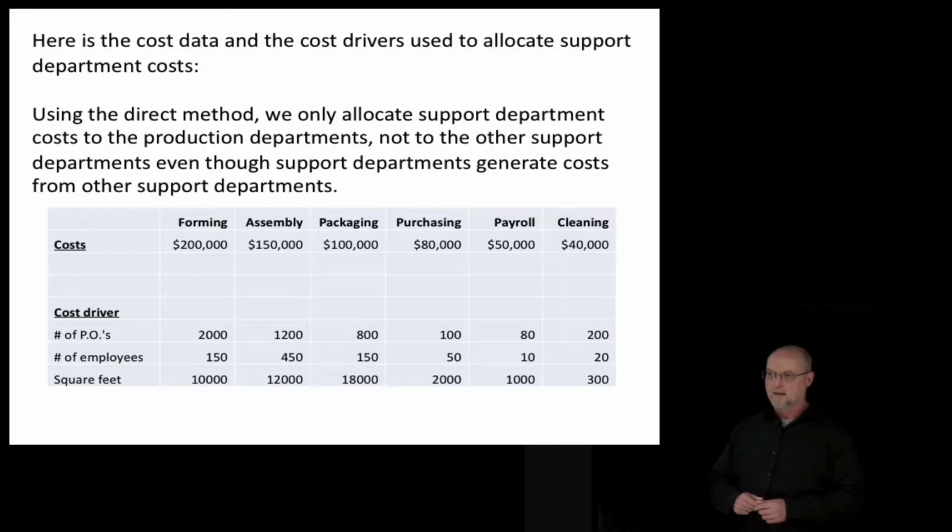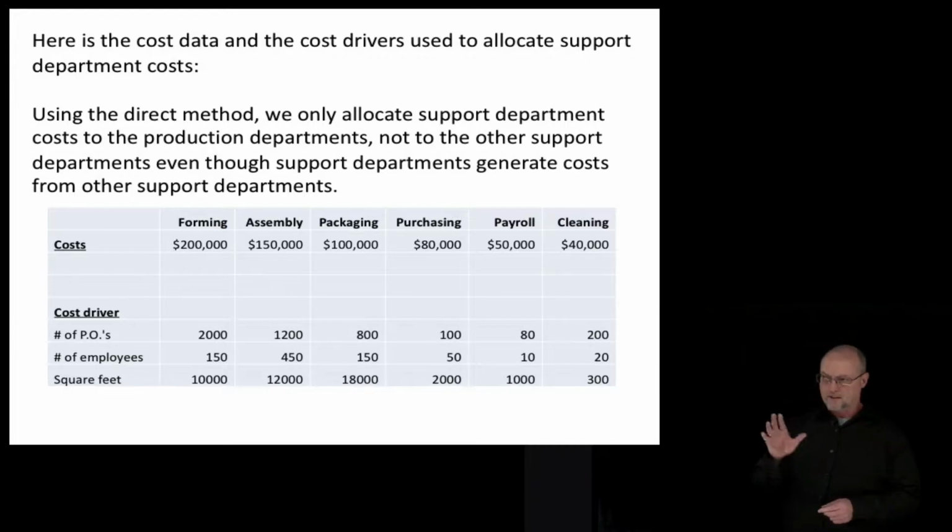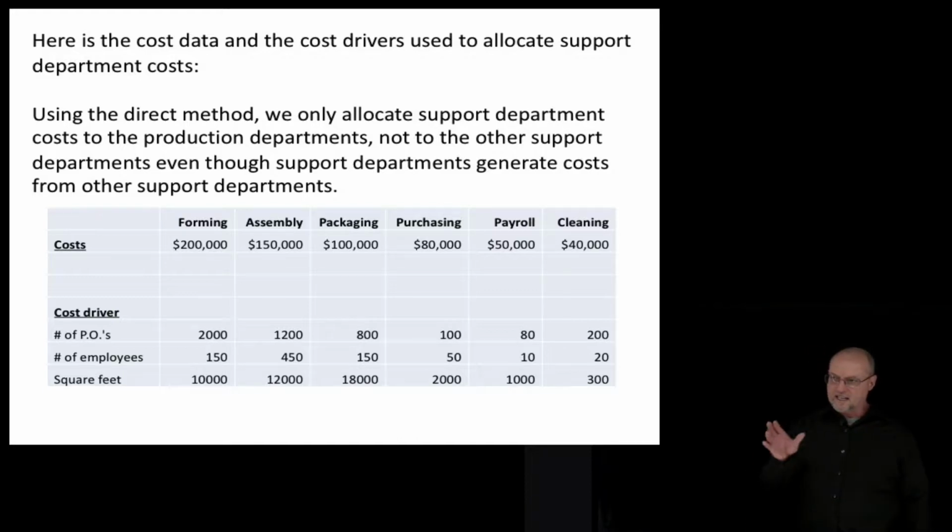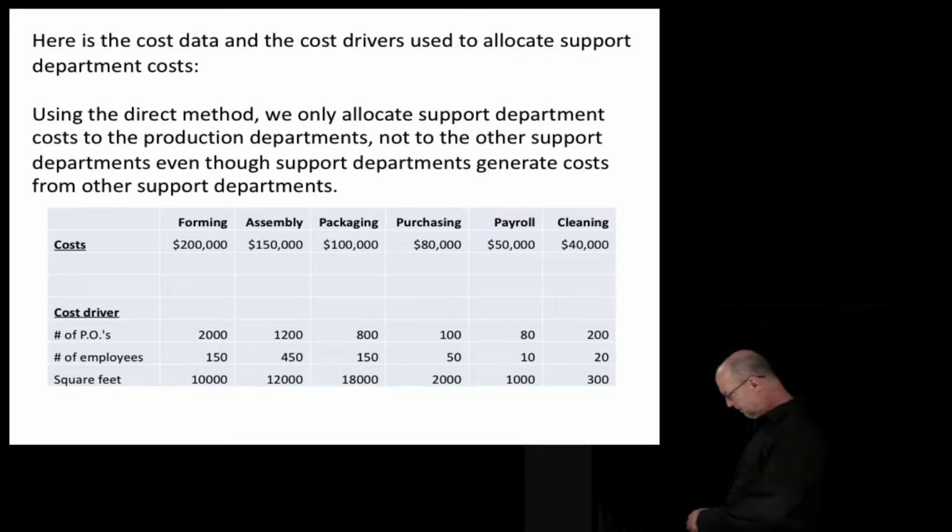Okay, so if you look at the cost drivers, the number of purchase orders, the number of employees, the number of square feet, you can see them for each of the production departments, and that's how we're going to allocate the costs. We're going to ignore the purchase orders, number of employees, and square feet of the support departments. We're not going to allocate to those departments.